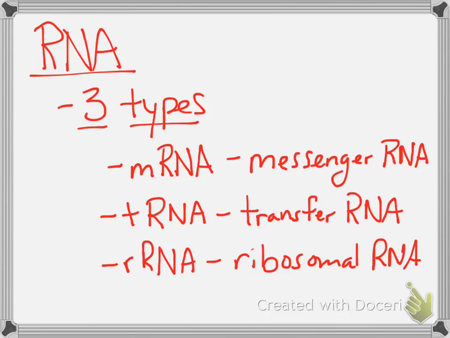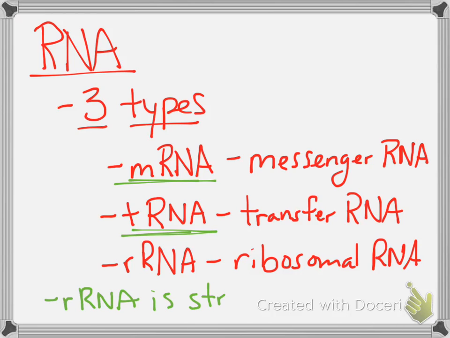So these are the 3 types, and really we're going to be getting into these 2 the most. Let's write a little something here about ribosomal RNA, since we're not going to really be looking at that too much later on. This rRNA is structural in ribosomes. So we find it making up the ribosomes.